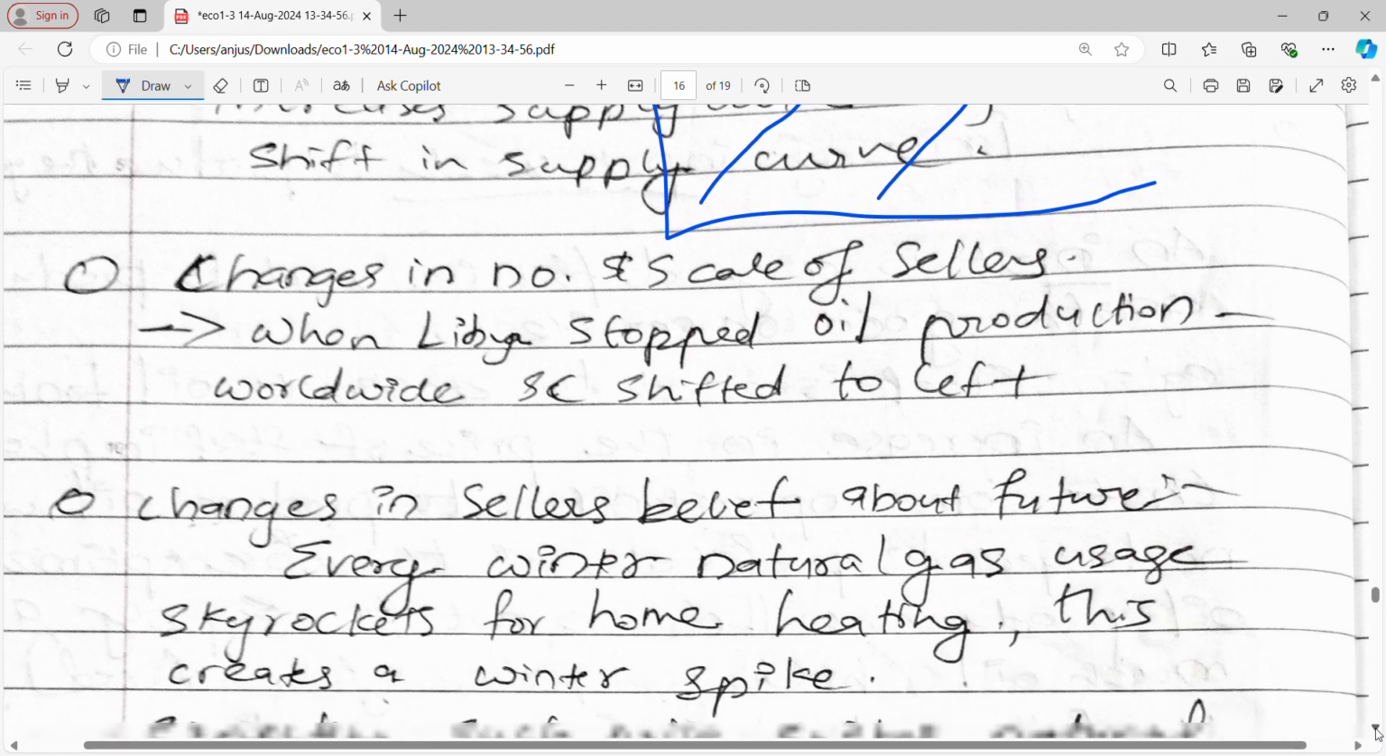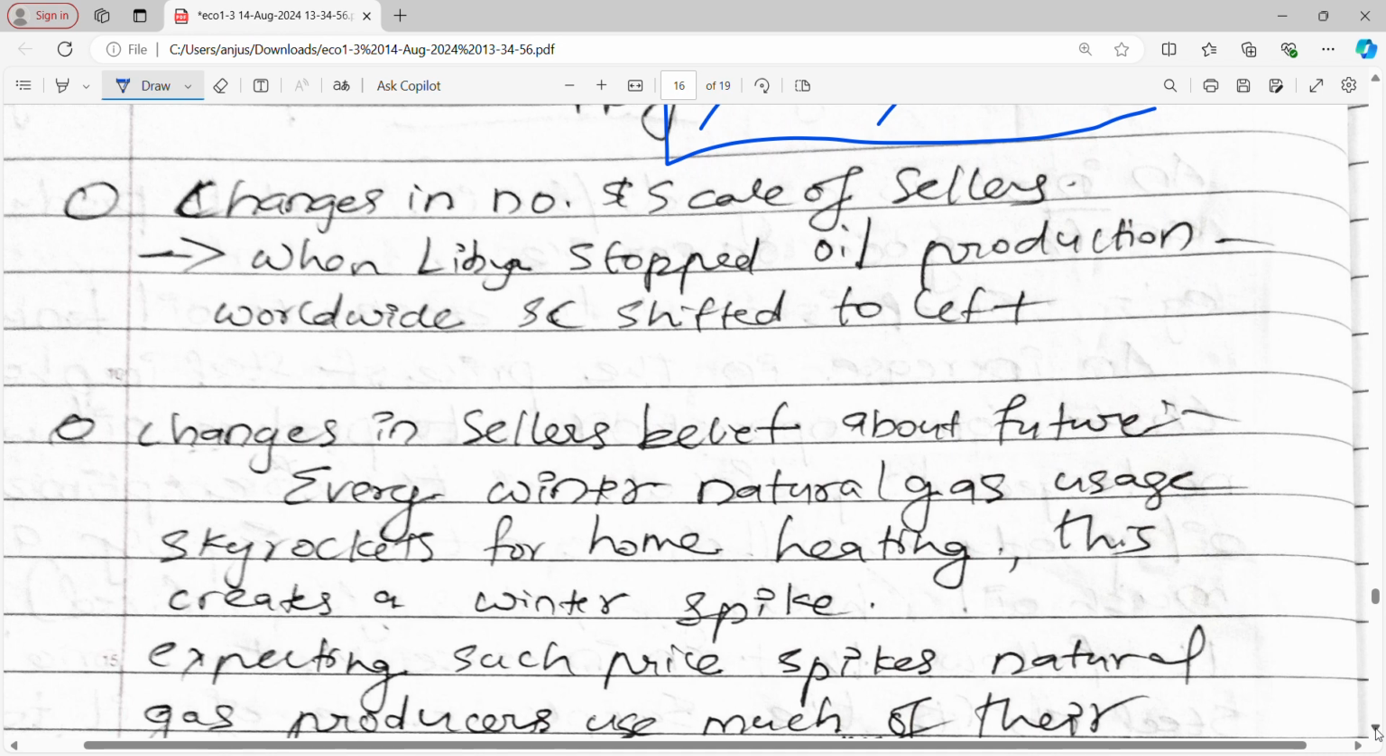Okay. Next is changes in number and scale of sellers. Changes in the number of sellers also shift the supply curve. So we'll take the example of Libyan rebels in 2011. A war happened. During this period, Libya essentially stopped oil production. Before the war, Libyan wells had been producing about 550 million barrels per year.